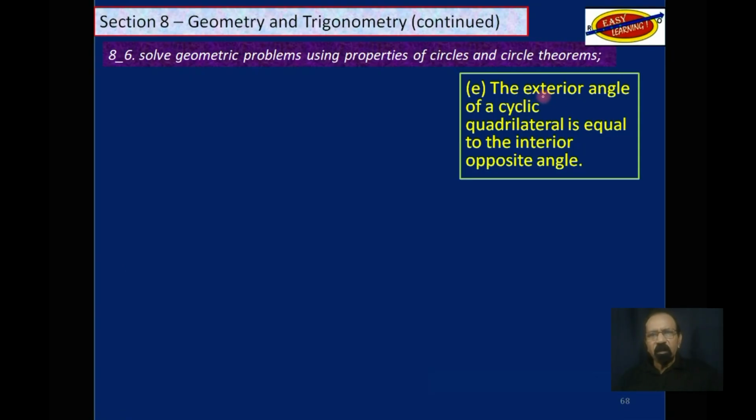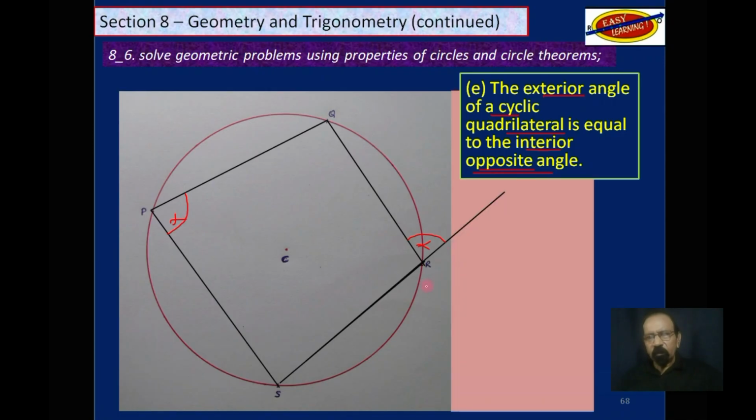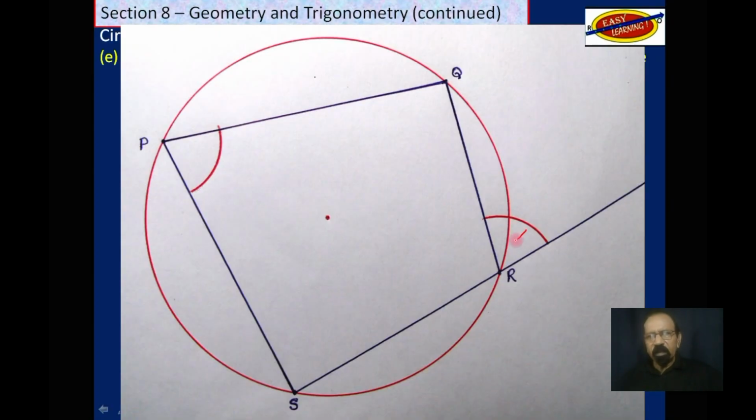Next circle theorem. The exterior angle of a cyclic quadrilateral is equal to the interior opposite angle. So let's put in that quadrilateral there again. If we extend this side here, we now have an exterior angle here. That angle is equal to the interior opposite angle. That one. This angle is equal to that one. So I just said that this angle is equal to this one.